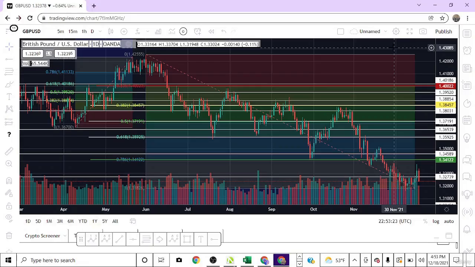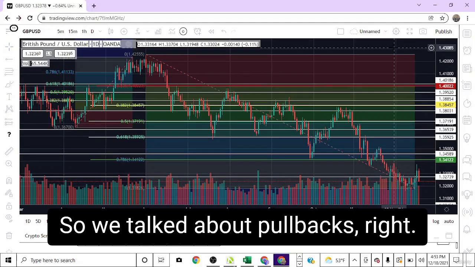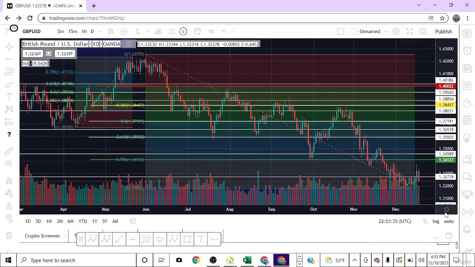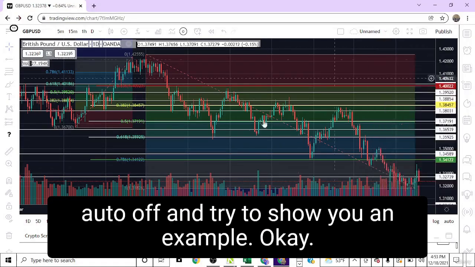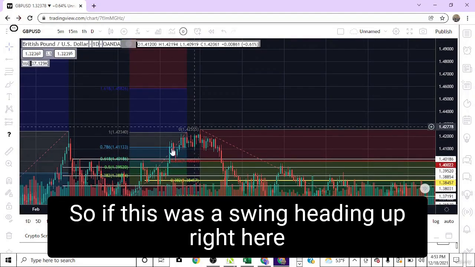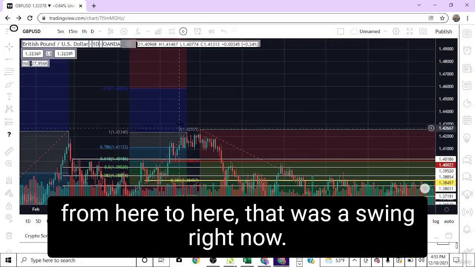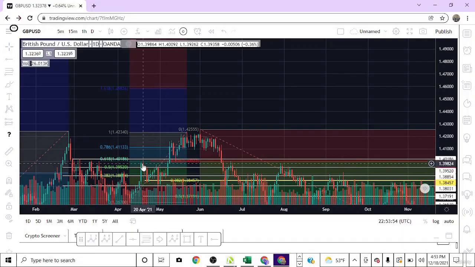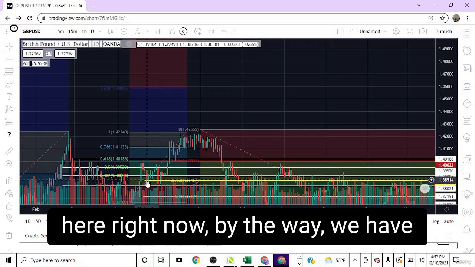Okay, so we talked about pullbacks, and I wanted to cover the subject of possible pull ups. So, what I'm going to do is take this auto off and try to show you an example. If this was a swing heading up right here, from here to here, that was a swing. Now we talked about the pullback, swing, retrace, retest, and you can see right here the swing went up and it retraced right here.